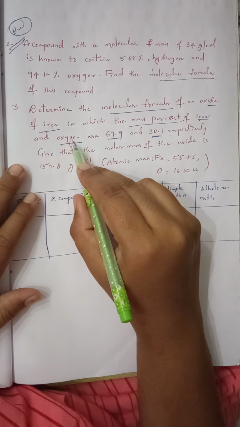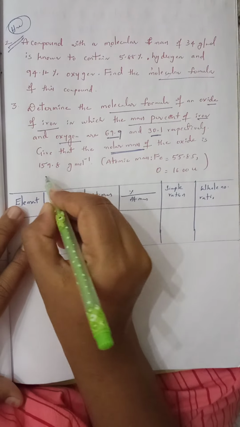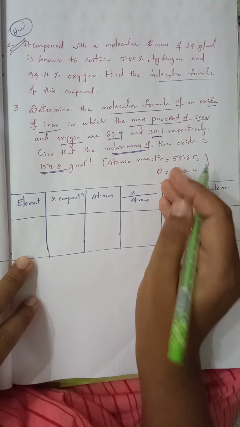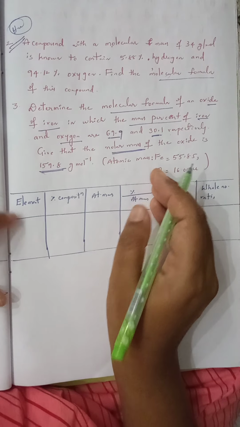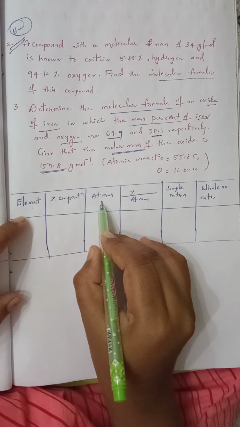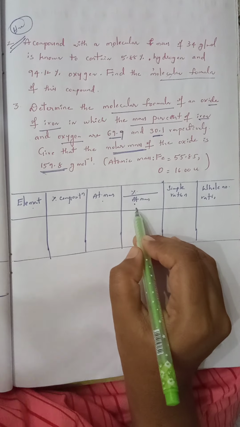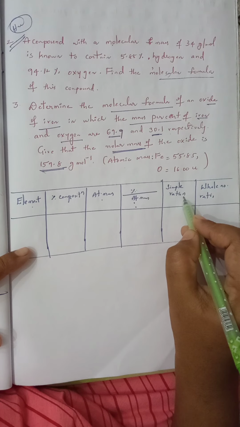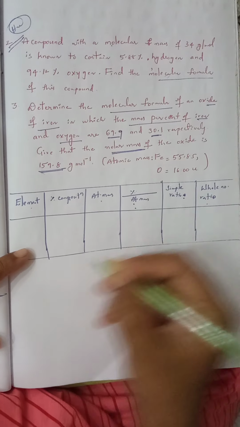These two they have given, and the molar mass of iron oxide is also given here. The atomic masses of iron and oxygen are also given in the problem itself. Based on that, you want to find the molecular mass as well as the molecular formula and empirical formula. First, write down this table: the elements present, percentage composition, atomic mass, then the ratio of percentage composition to atomic mass, then the simplest ratio and the whole number ratio.